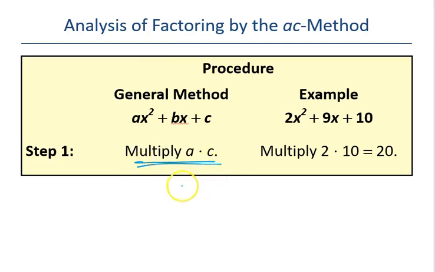So step 1. We're going to multiply A and C. Example here, A and C: 2 times 10 is going to give me 20. Being very aware of the signs.